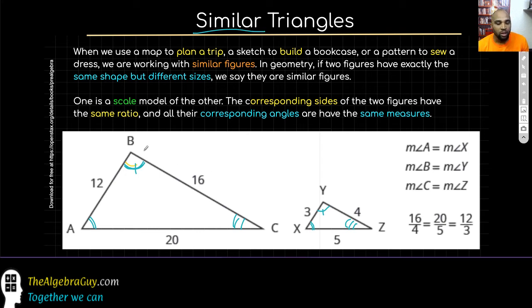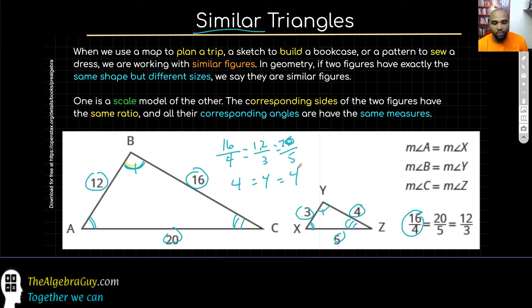What about the sides? The sides that correspond, like this side corresponds with this side, we're going to say that's 16 for every 4, as you see here, is the same thing as 12 for every 3. They're all equal. Why? Because 16 divided by 4 is 4, 12 divided by 3 is 4, and 20 divided by 5 is, yep, you guessed it, 4. And that's what they're really trying to say: you're going to always get the same answer between these two triangles, exact same answer for the angles, but the ratio is going to be the same when looking at the sides.